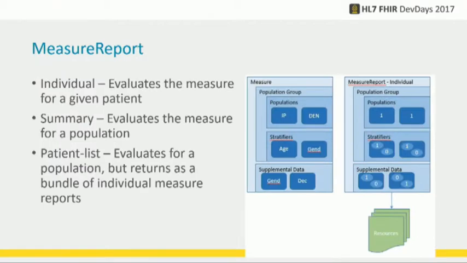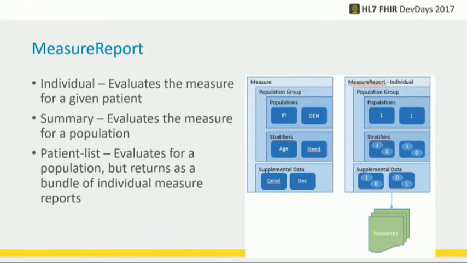So then once we have this evaluation, there's a measure report resource that actually gives you the results. So you can run that on an individual, you can run it summary, or you can run a patient list report. An individual runs the measure for a particular patient. It just tells you for that patient whether they're in or out of each of the populations. With measures, you can also stratify, so you can define stratifiers along things like age or gender, basically any criteria. And you can also provide supplemental data. Supplemental data is additional information that you would provide with each member of a population as part of the report.